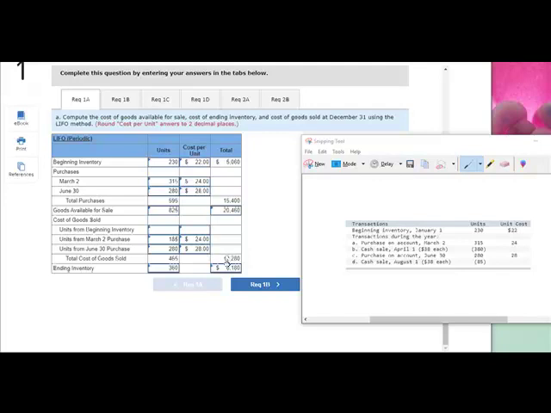So this is my cost of goods sold. And my ending inventory is the number of units I did not sell, which is the total that I had available minus the number I sold, equals 360. And it's easy to get the cost of ending inventory. We simply take the total cost of goods available for sale and subtract cost of goods sold.